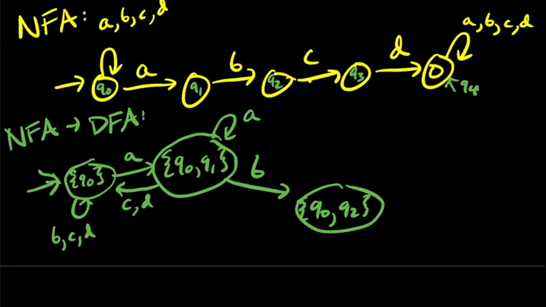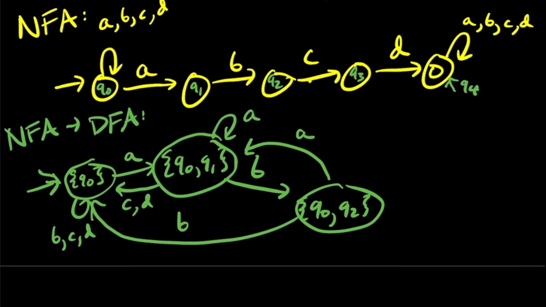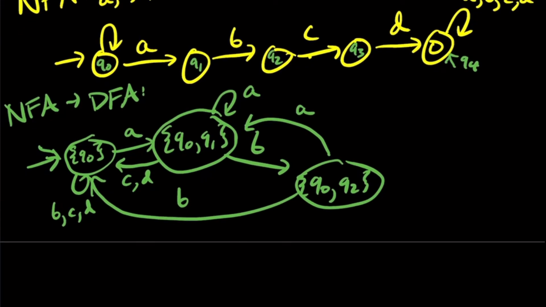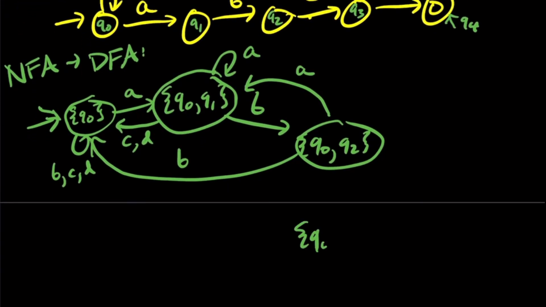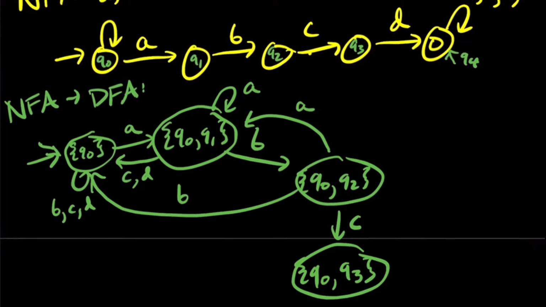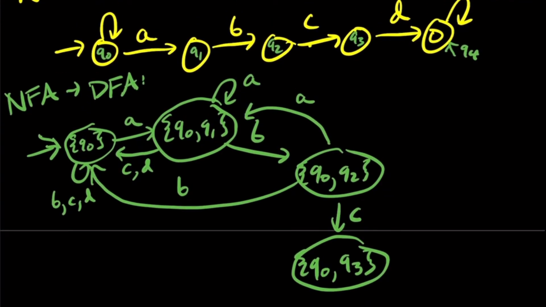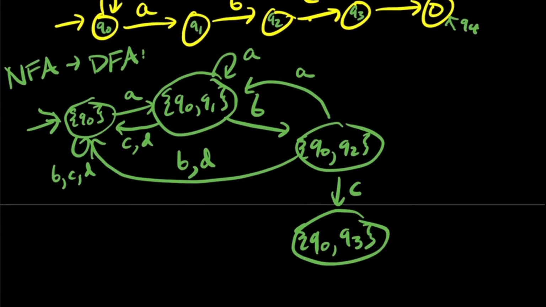So if we see an A right here, 2 does nothing on A, Q0 goes to 0 and 1, so I need to have a transition back on A. If I see a B here, then we'll just do whatever Q0 did because Q2 does nothing on B, so I'm going to go back to Q0. If I see a C, then I'm going to go to a state Q0, Q3, so I'm going to have a state Q0, Q3 for C. If I have a D, then I'm just going to do whatever Q0's state did, so I'm going to go back there on D.